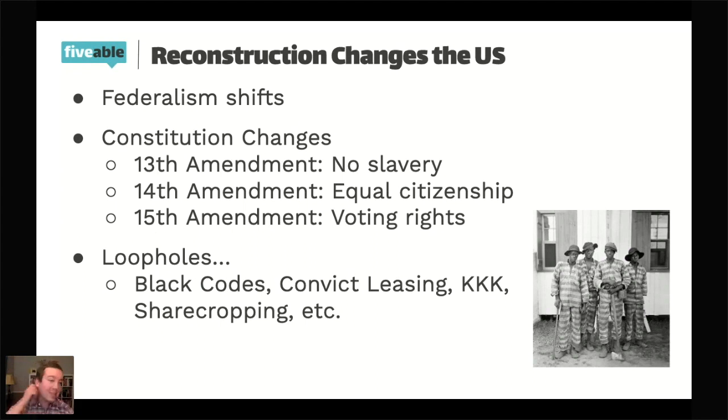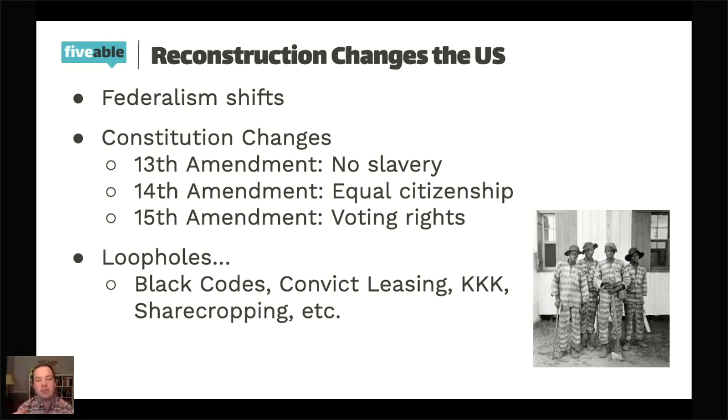The KKK is a bit of a loophole because you can't have equal citizenship if you're in constant fear for your life. We're eventually going to be talking about Jim Crow laws and things like that. That happens after 1877, poll taxes and literacy tests. But those will be things that take away voting rights and equal citizenship. And sharecropping is not necessarily equal either. You're not technically a slave because you're not owned. But again, you're stuck in a cycle of debt and you can't actually leave.